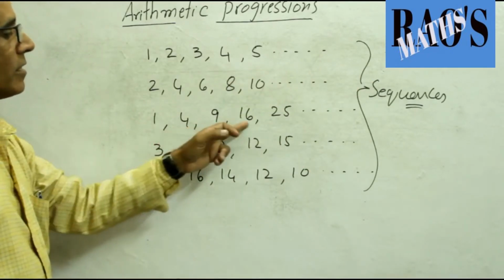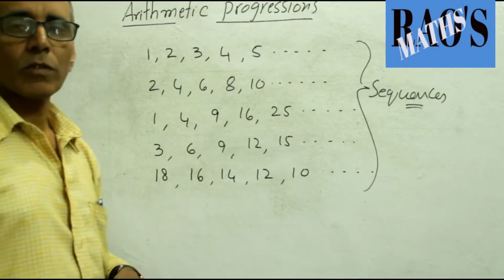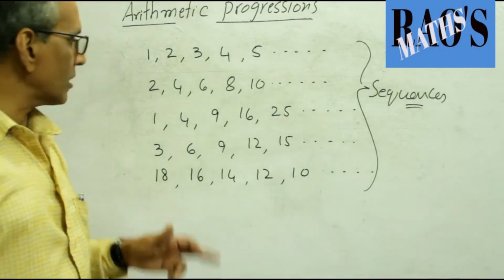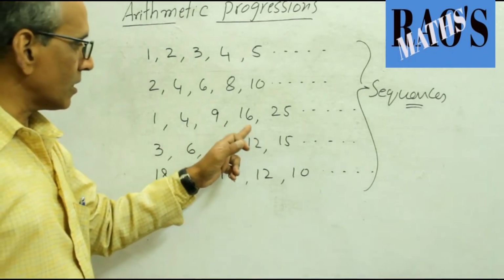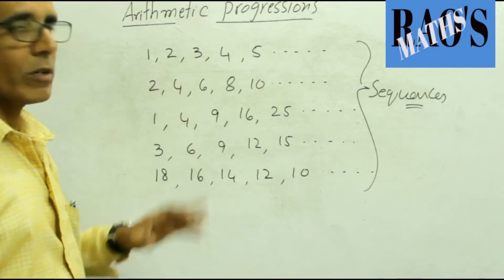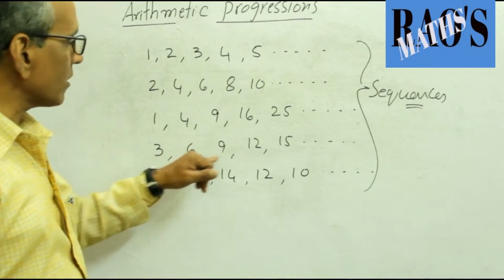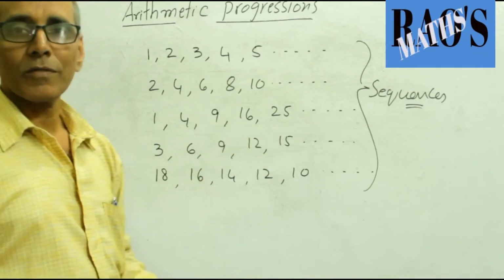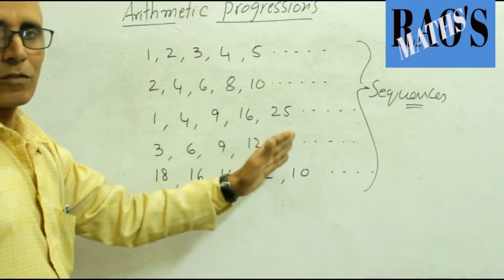And 1, 4, 9, 16, 25. These are the squares of the natural numbers. Natural numbers we know are 1, 2, 3, 4, 5. 1 squared is 1, 2 squared is 4, 3 squared is 9, 4 squared is 16, 5 squared is 25. Here also the numbers in the pattern follow a particular rule, that is squares. And 3, 6, 9, 12, 15, these are the multiples of 3. Every time by adding 3, I get the next successive multiple.